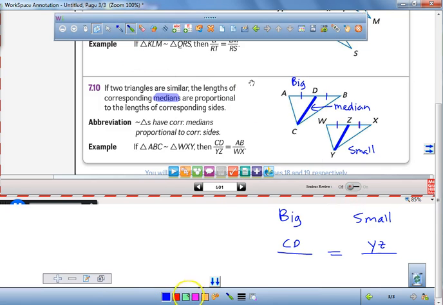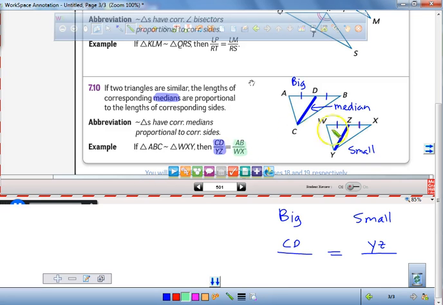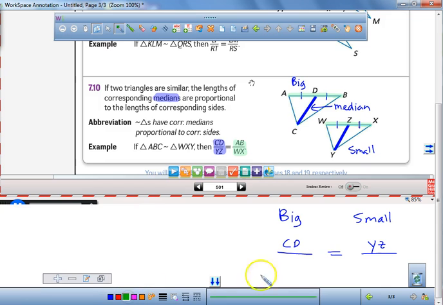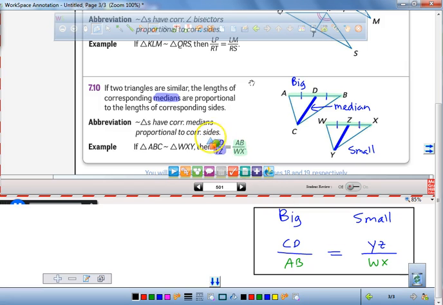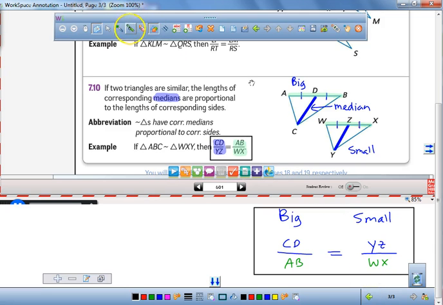Now I'm going to go over here and I'm going to highlight the other side. They compared CD to YZ vertically. I compared them horizontally. Now we're going to compare AB to WX. AB is this all the way across. WX is all the way across. So right here I'm going to write AB on the bottom, and over here I'm going to write WX also on the bottom. Yes, you can set them up this way, or you can set them up this way. Either way is okay.